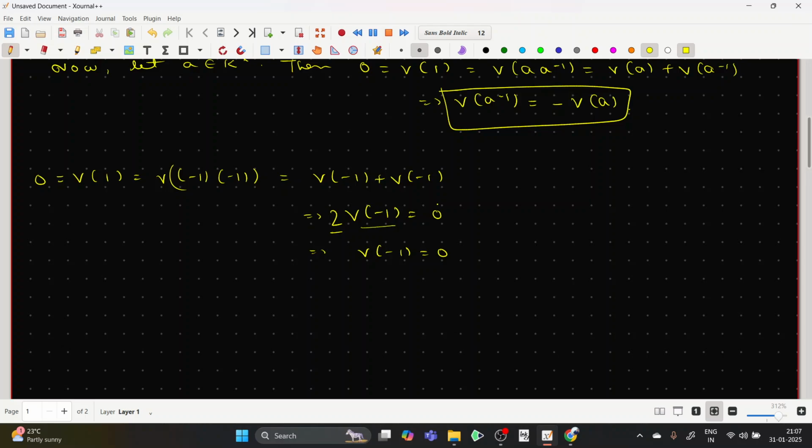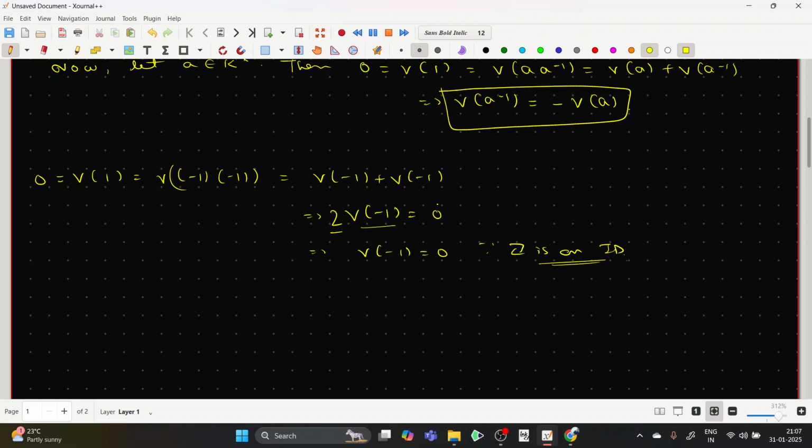So the product of two elements is 0, therefore one of them needs to be 0. Now 2 is non-zero, so v of minus 1 is 0. So I can write this as: since Z is an integral domain. I got confused between the field being the domain and Z being the range. So Z is an integral domain, and this is the reason why v of minus 1 is coming out to be 0.